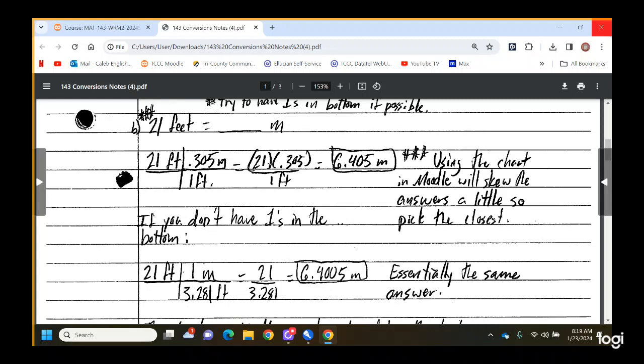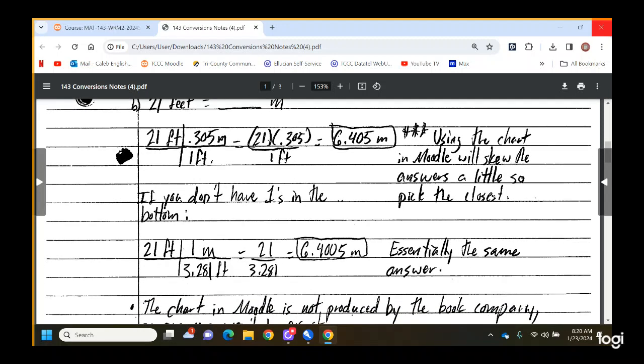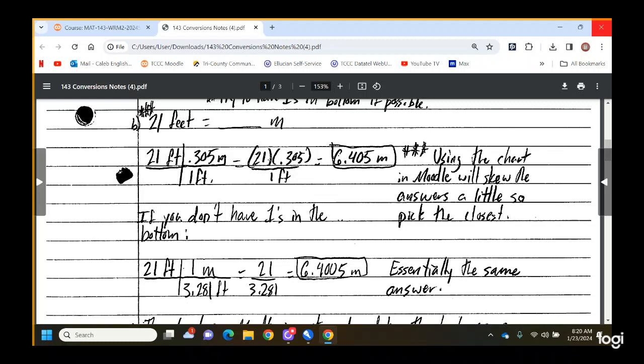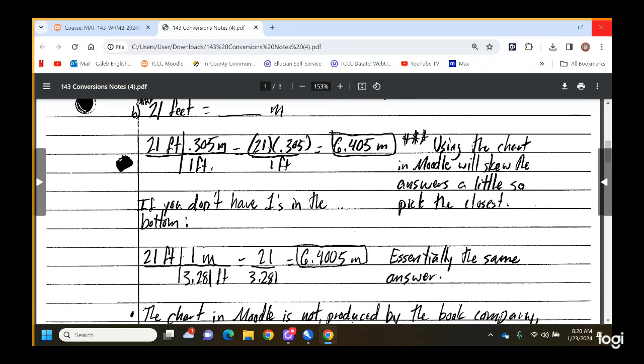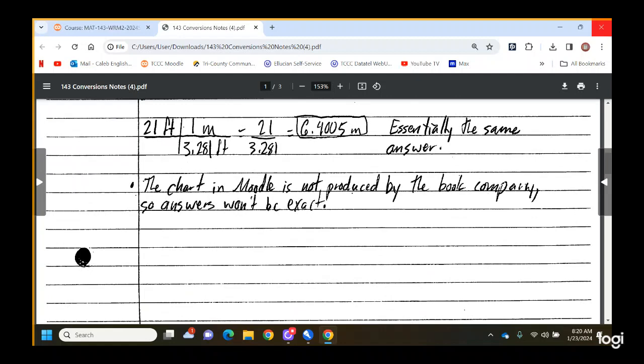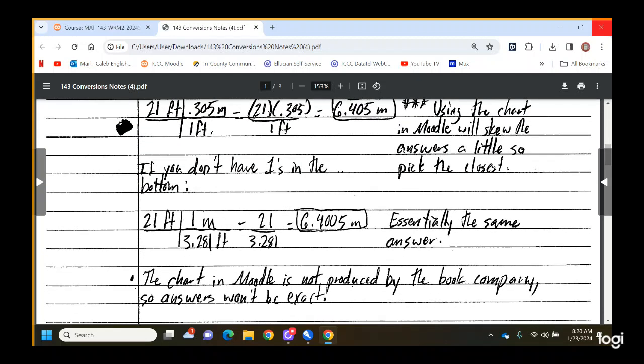But again, we also talked about how on this conversion chart, there are different options. For instance, this one here, we said you're going feet to meters, so you can put 1 foot in the bottom and put your meter factor in the top, or you can put 1 meter in the top and put your feet factor in the bottom. Either way, you come out with pretty much the same answer. It's just when you go from US to metric, things kind of, as they say, get lost in the wash. But I've got it in here twice. The chart in Moodle is not made by the book company, so the answers will not line up exactly. This will also probably happen on the test, so just be aware of that, okay?